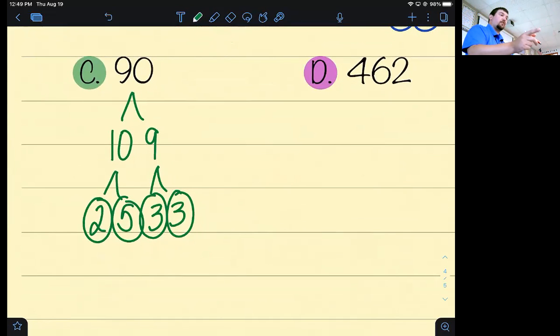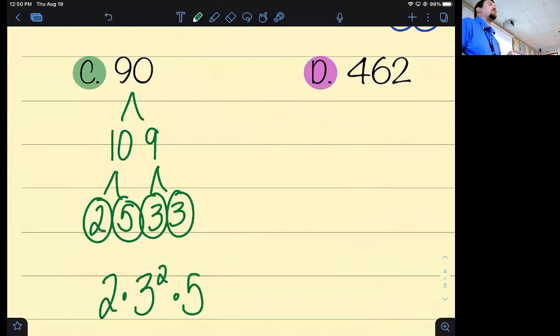So it's not the 2 that's repeating here. It's actually the 3. So 2 times 3 to the power of 2 times, there's still a 5. That's my answer. And I don't care if you put 3 to the power of 2 times 5 and 2. The order to me doesn't matter, as long as you've got a 2, you've got a 3 squared, and you've got a 5, and you've got times signs between them. That's it. The order does not matter.